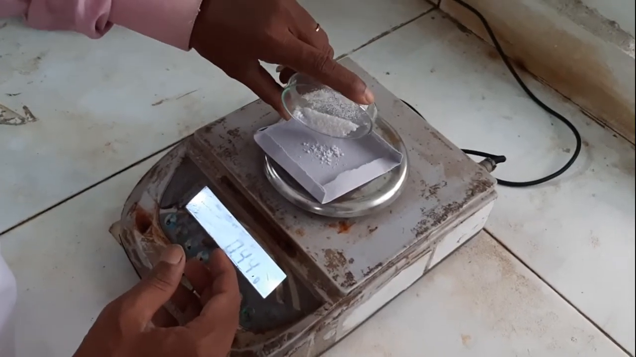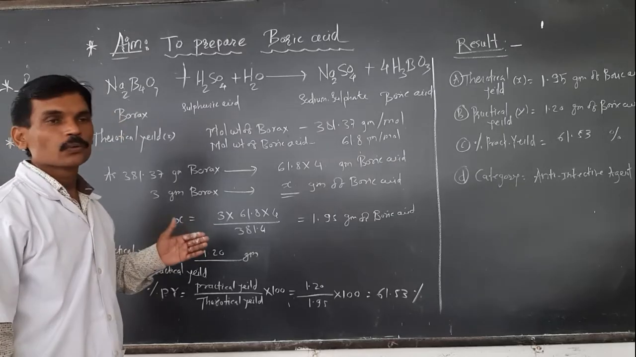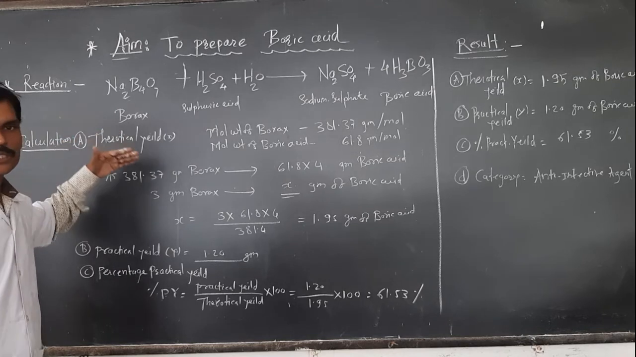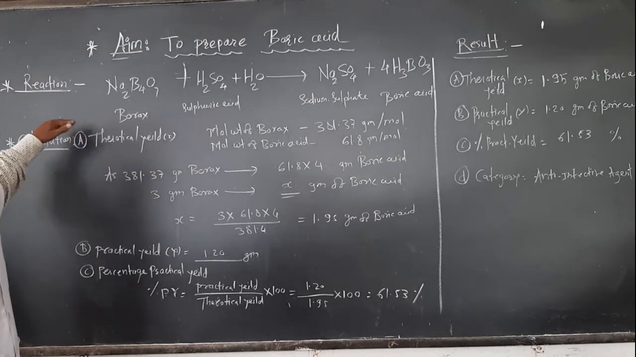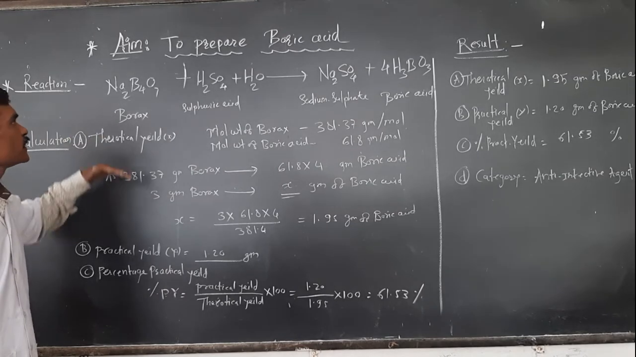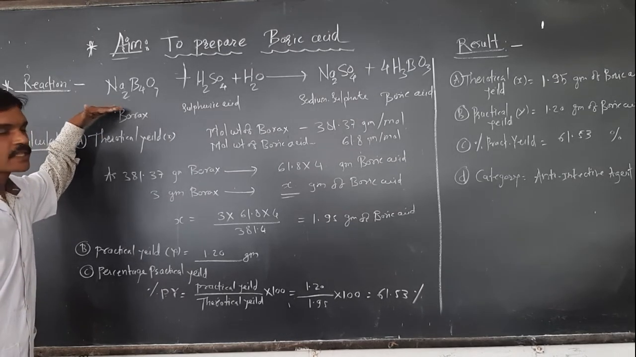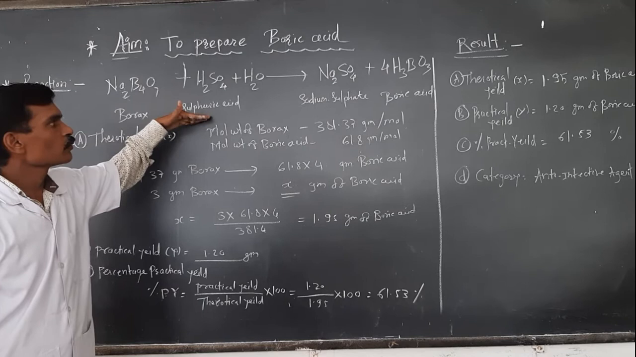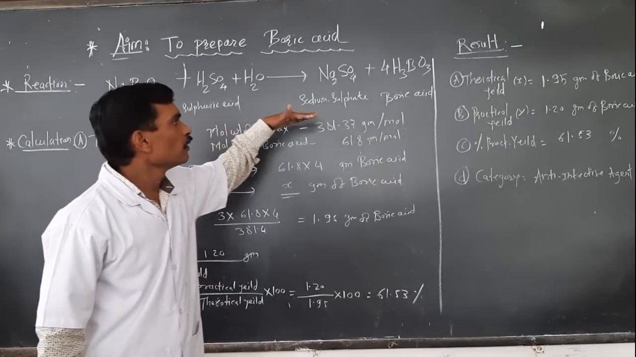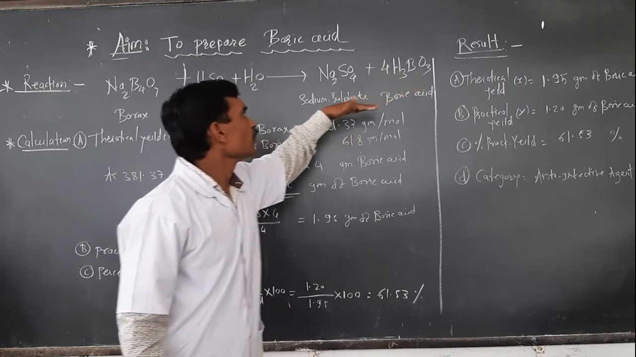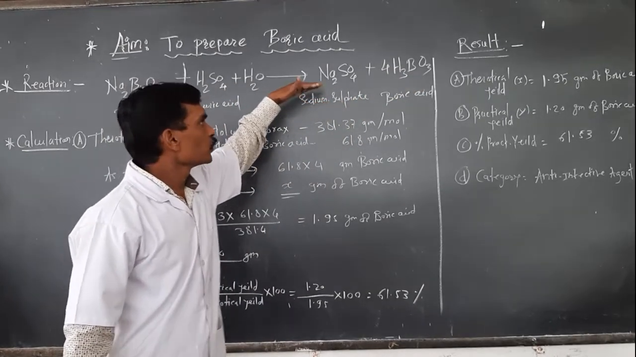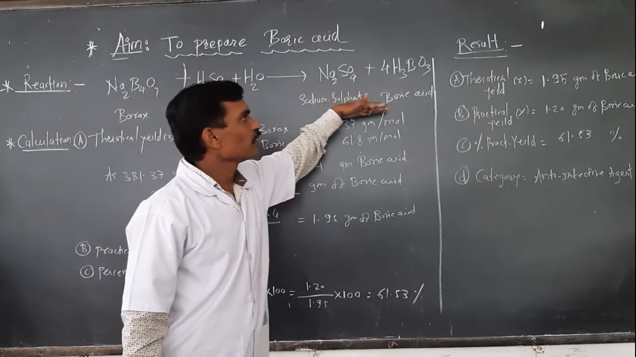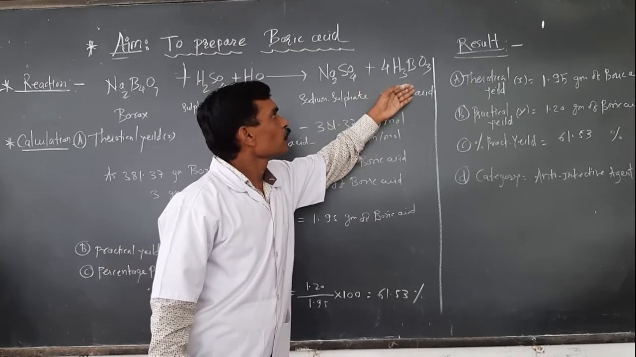We will weigh the product now. Now we are going to perform the calculation for the given practical. As we have already discussed the principle of boric acid, the reaction involved in its preparation is that we take borax to react with sulfuric acid, that means Na2B4O7 plus H2SO4, which forms boric acid, that is H3BO3, along with the sodium sulfate salt. This sodium sulfate salt goes in the water. So after filtration we get the white crystalline product of boric acid.